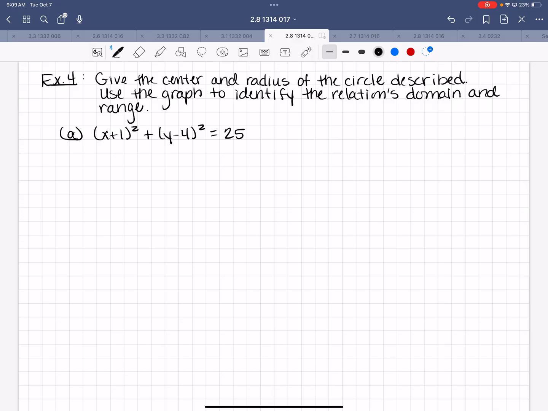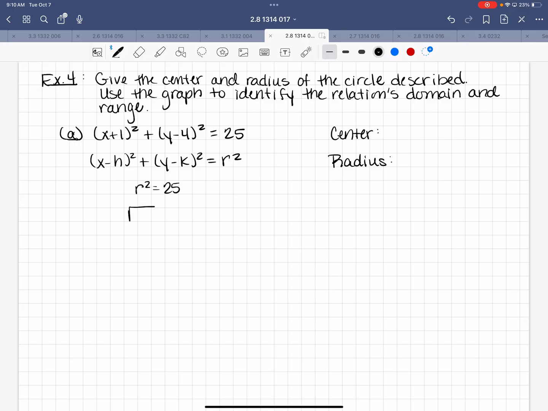The first thing we need to do is figure out what the center and the radius are. Now we're going to match that up with our standard form, which is (x − h) squared plus (y − k) squared equals r squared. Probably the easiest one to identify there is r squared, and we can find out what r is. So I know that r squared equals 25.